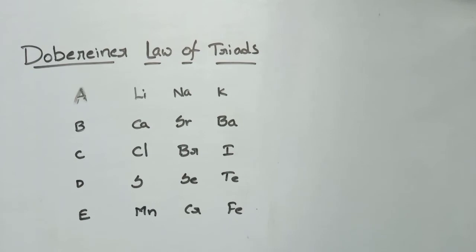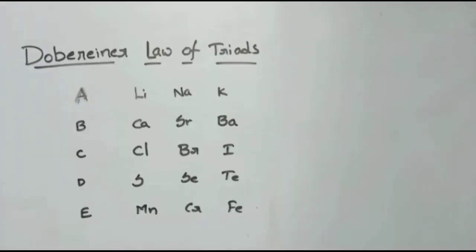For that, let me explain one way to remember these elements. Remember the first group as Linak, the second group as Kesar Badam, the third group as Close Brother in India, the fourth group as Sachin Century Tendulkar, and remember the last group as Man Crucial Feelings. In that way you can remember each and every group.